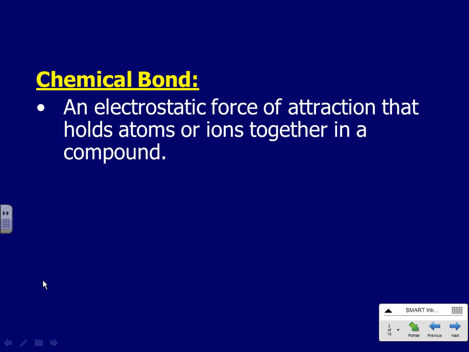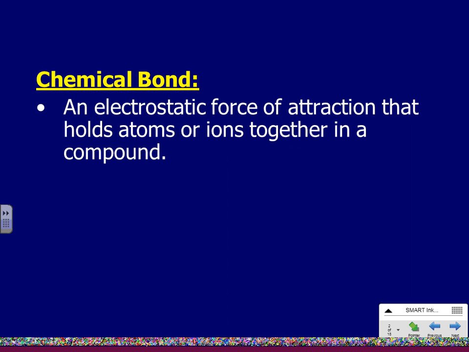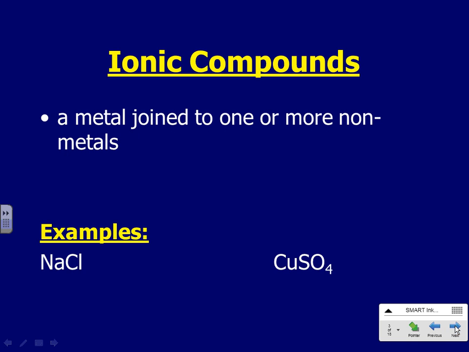So we need to get out of this idea of the fact that a bond is a construct. We do use that to picture it, but it's literally an electrostatic force of attraction that holds atoms or ions together in a compound. Again, opposite charges come together, they stick together, and we have a bond. That's essentially what a chemical bond is. Let's talk about the different types of bonding we could have, and I'm going to bring the whole thing up.